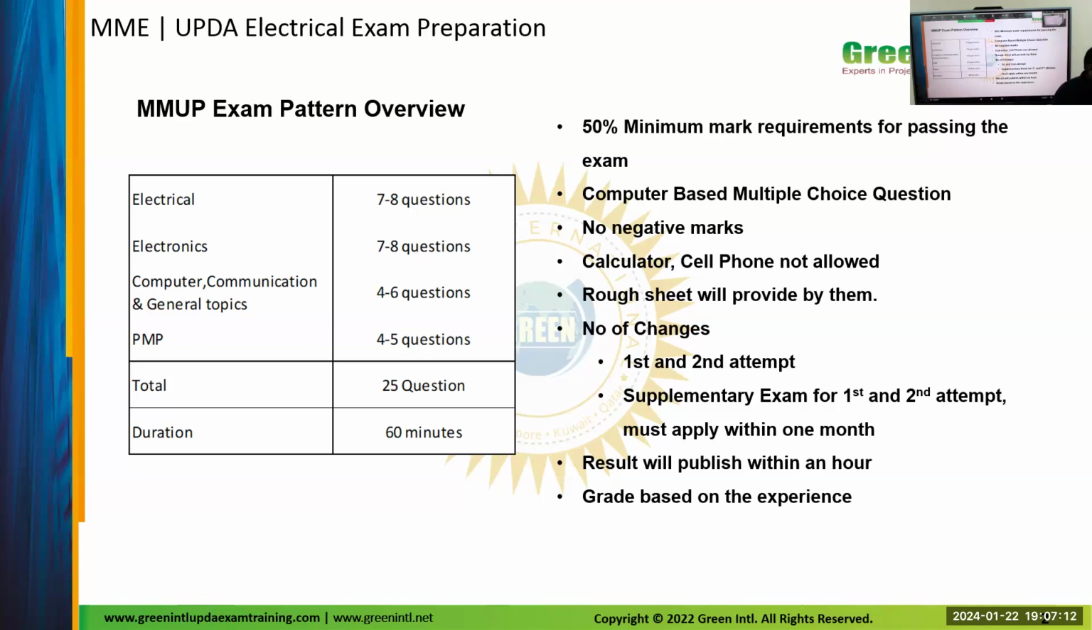Broadly we categorize into electrical, electronics, project management, PMP, and computer communication general topic. Broadly categorized into 4 parts. Out of 4 parts, the first 3 parts are the core part and the 4th one is a management topic. In general, we have 8 questions from the electrical, 8 questions from the electronics, 4 questions from the computer communication general topic, and 5 questions from the PMP.